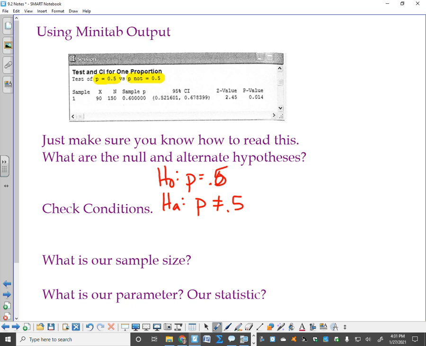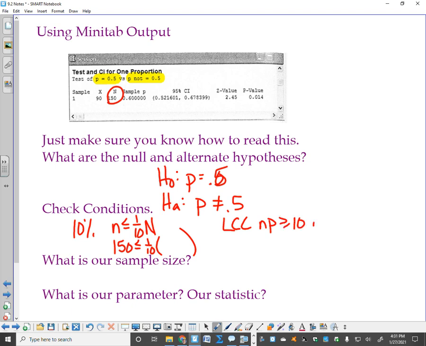Check my conditions. Random, you would have to assume that here. There's nothing in here that tells you that it's random. Independent, okay, so 10% condition: n is less than or equal to 1/10 of big N. Well, there's my sample size, so 150 is less than or equal to 1/10 of whatever your population is. And normality is the large counts condition: np is greater than or equal to 10, and nq is greater than or equal to 10. Well, my n is 150, and my p stays right there. It's 0.5.